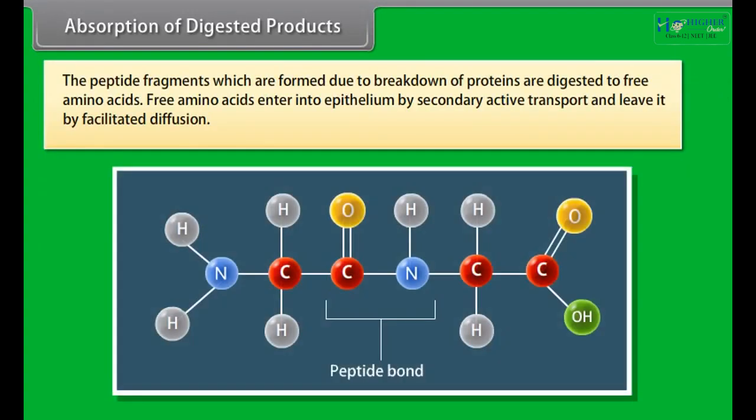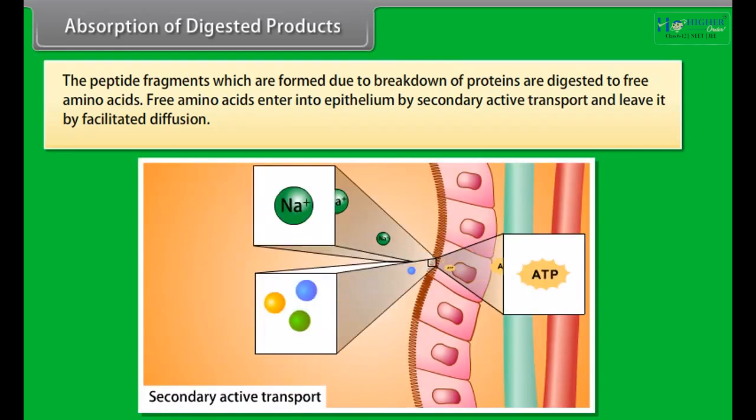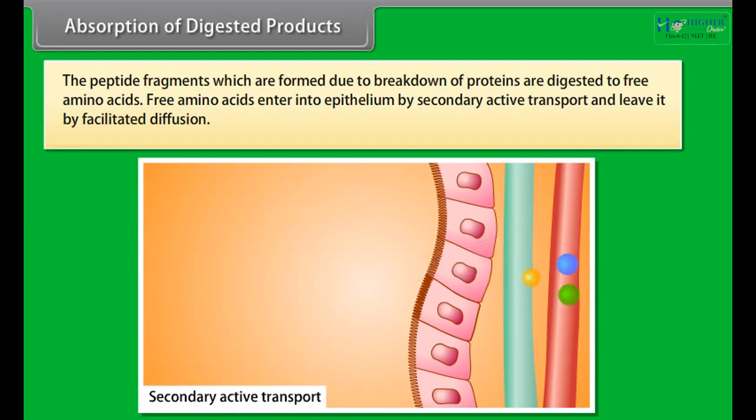The peptide fragments which are formed due to breakdown of proteins are digested to free amino acids. Free amino acids enter the epithelium by secondary active transport and leave it by facilitated diffusion.